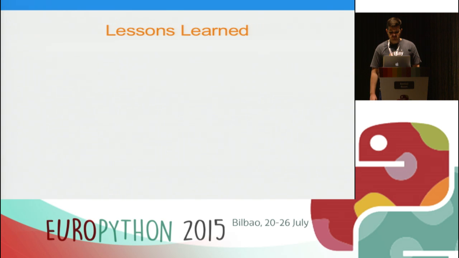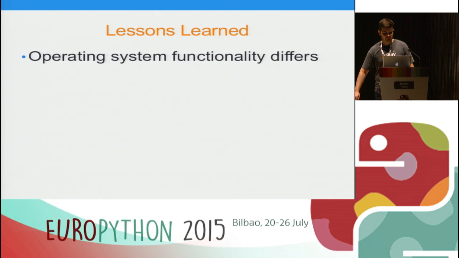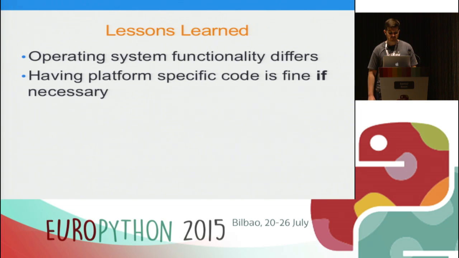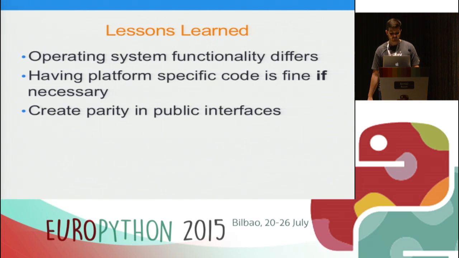So the lessons learned here are the operating system functionality may differ, and if it does, it is all right to have platform-specific code. But if you are going to add platform-specific code, you want to make sure you create some parity in the public interfaces, such that any compromises you make in one class don't affect all the functionality of your other classes or throughout your program.